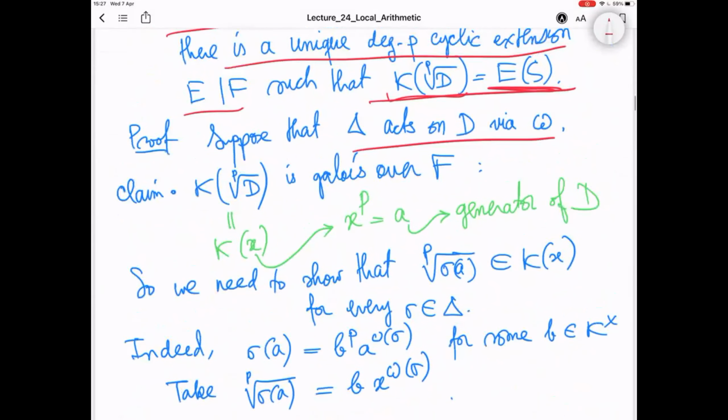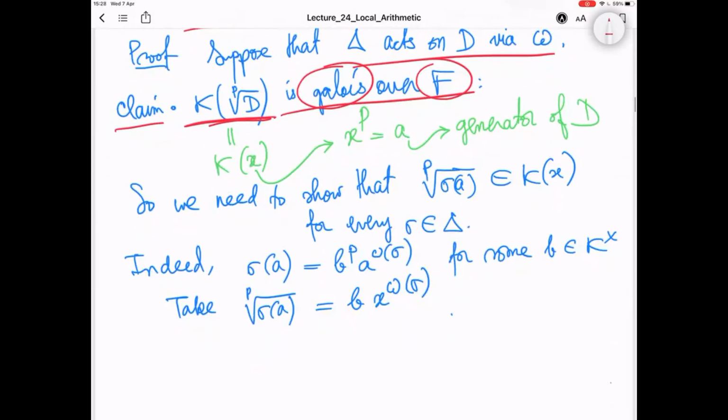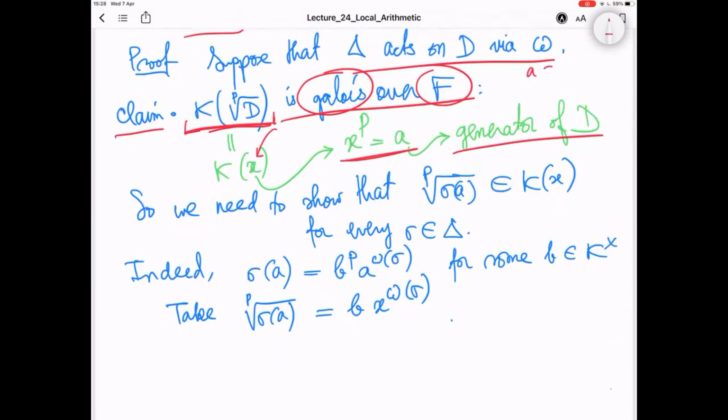So suppose we have a line D on which delta acts through omega. The first thing we claim is that, of course, this K pth root of D is a cyclic extension of K, but the claim is that it's Galois over F. Of course, this notation, K pth root of D, stands for K adjoin X, where X is a pth root of A, and A is a generator of D. More precisely, A is in K star, and its image A bar is in D, and it generates D.